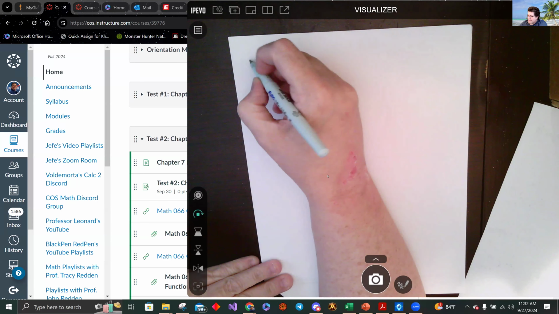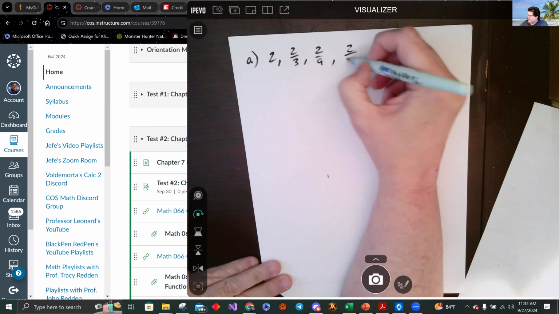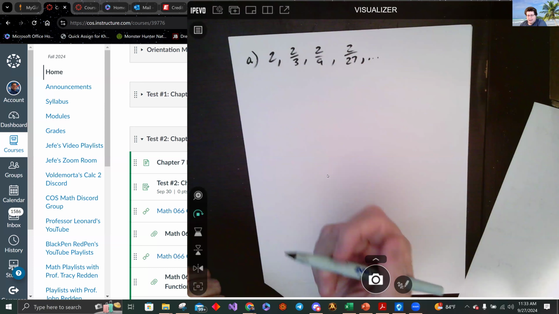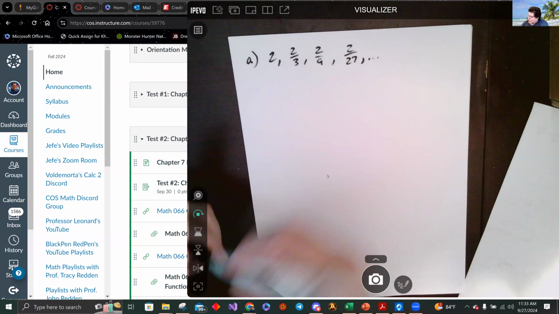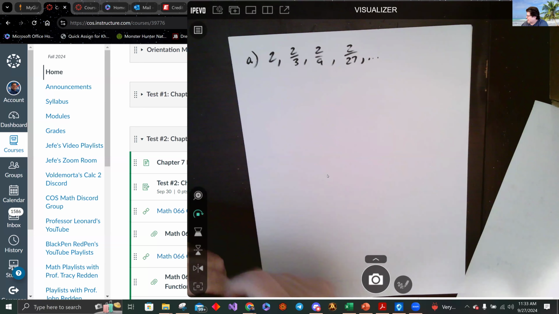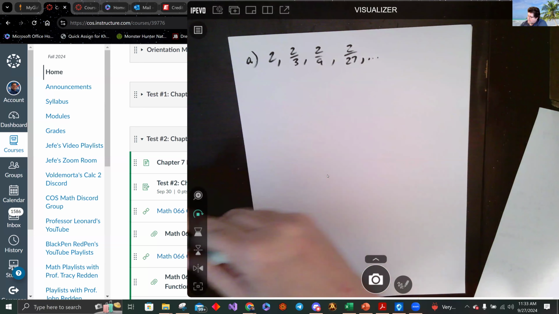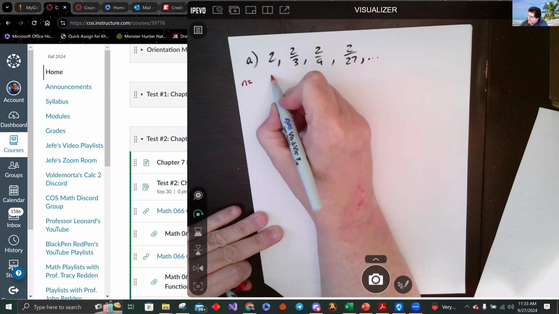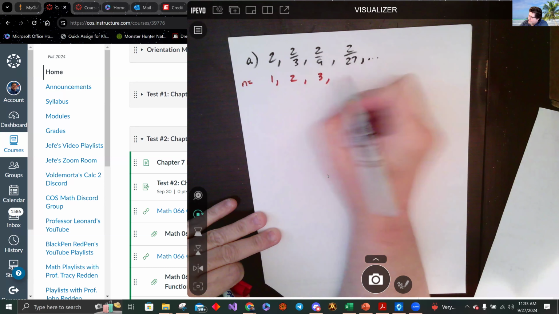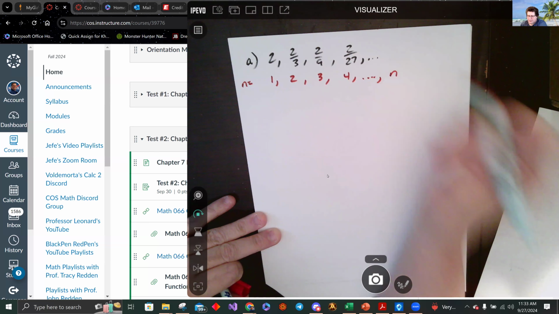Let's say we have a sequence 2, 2/3, 2/9, 2/27, and we want to write it in brace notation. So a good way of doing it is setting it up and writing down what n is below it. I want a color that pops. I'm going to use red. So that would be my first term, my second term, my third term, my fourth term. I need one for an nth term. That's what we're going for.